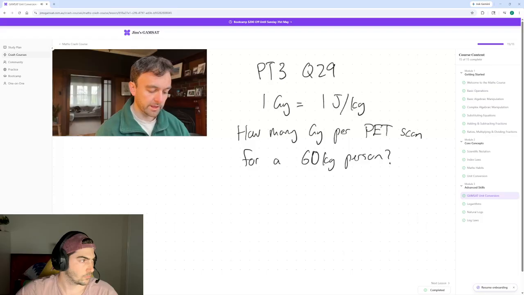The question is saying how many grays does a 60 kilogram person get during a 20-minute PET scan? And we've got all these units in the question. This is kind of an example of how complicated unit conversion can get. Really how I define unit conversion is just you have the units for something, but you don't have it in the units that you want.